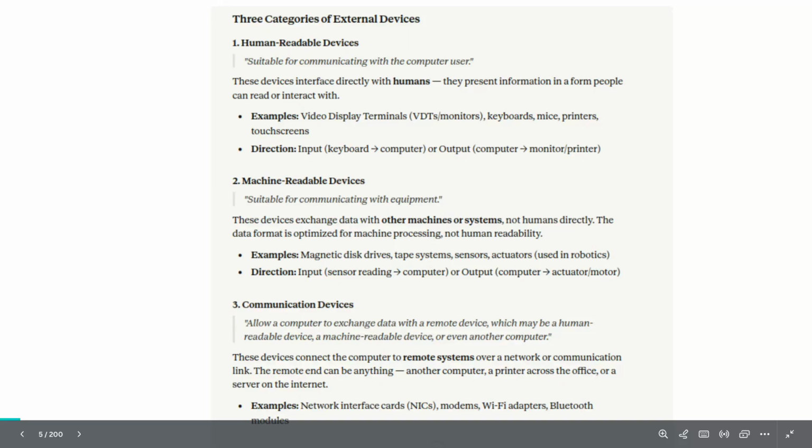First is human readable, which is suitable for communicating with the computer user. So they provide an interface directly. These devices interface directly with whom? The humans, right? So here you have to understand, they present the information in such a way that it can be understood by humans.